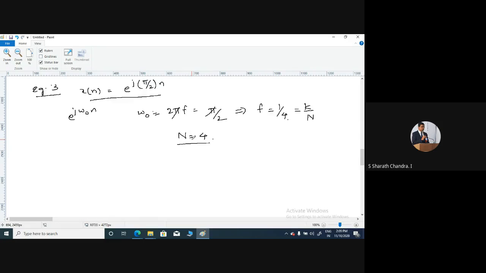Okay, I hope that you are able to understand how I have written this fundamental period, as well as how I have checked whether the discrete time signals are periodic or not.